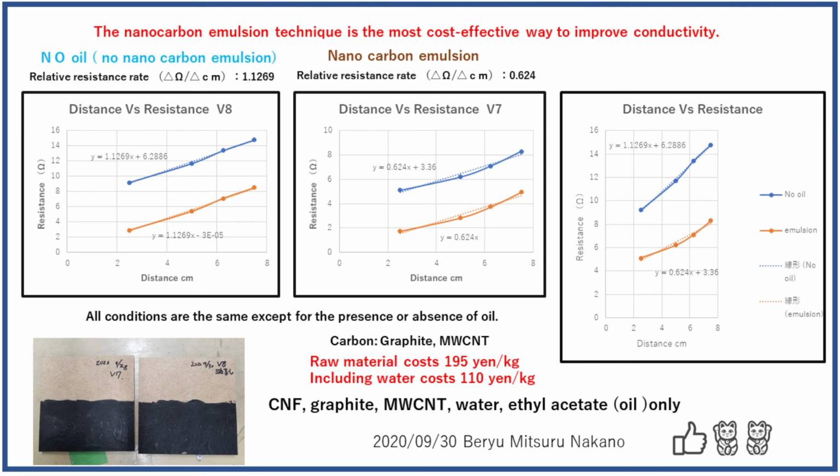All conditions are the same except for the presence or absence of oil. Raw material costs 195 yen per kilogram. Including water costs 110 yen per kilogram.